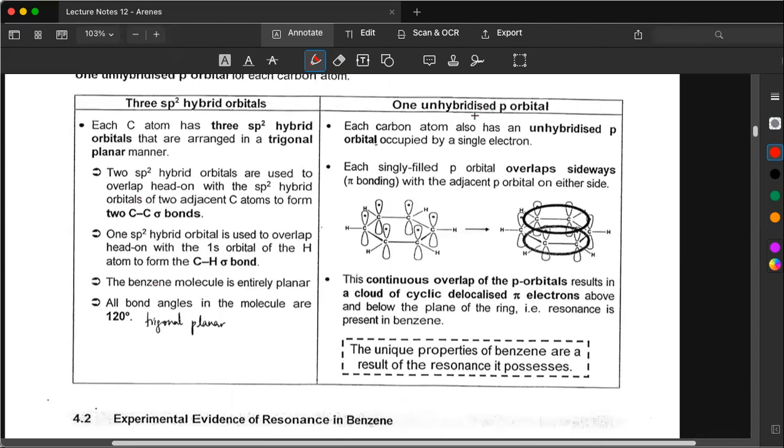For the unhybridized p orbital, each carbon atom has an unhybridized p orbital occupied by a single electron. Each singly filled p orbital overlaps sideways in the form of pi bonding with the adjacent p orbital on either side. The continuous overlapping of the p orbitals results in a cloud of cyclic delocalized pi electrons above and below the plane of the ring. Resonance is therefore present in benzene due to the overlapping of the p orbitals that produce the cloud of cyclic delocalized pi electrons.